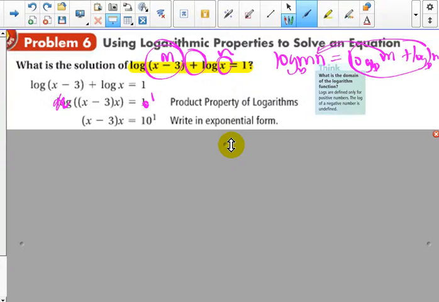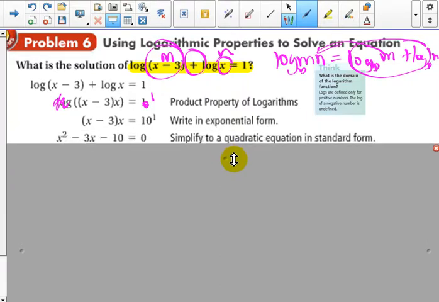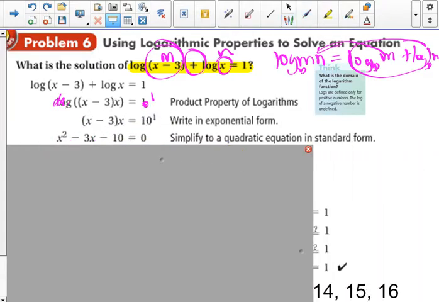Now, let's distribute that x. And what we have to do is just get it down to one single x equals. So looks like we're going to have to factor this time, right? So before we do, distribute that x, so you get x squared minus 3x equals 10. Then you're going to subtract 10 from each side, so you get x squared minus 3x minus 10 equals 0. Okay.